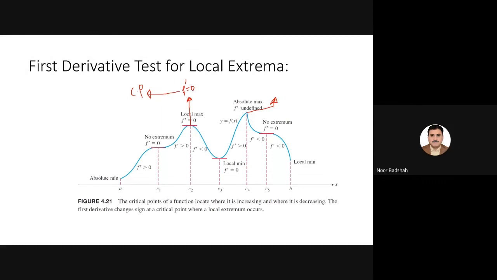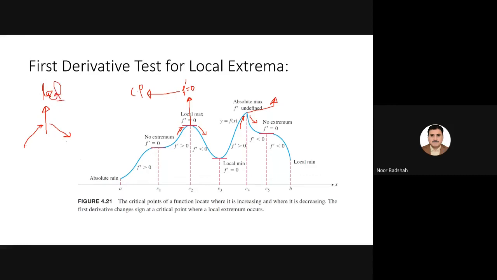If it has a local max, you see to the left side of that critical point, the function is increasing. You may see the graph is increasing, while on the right side, it is decreasing. The same thing here: to the left of this critical point, the function is increasing, while to the right it is decreasing. So at any point where a function has a local max, to the left it will be increasing, while to the right it will be decreasing. At this point, the function will have a local max. We talk about only local max. I will explain absolute later on.